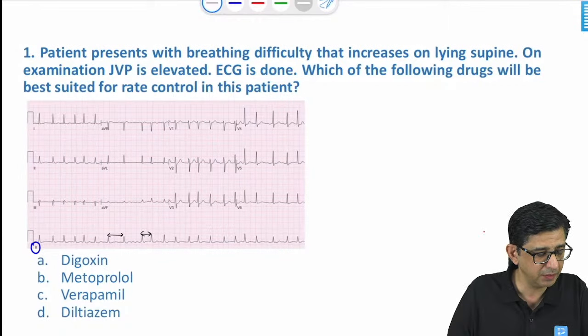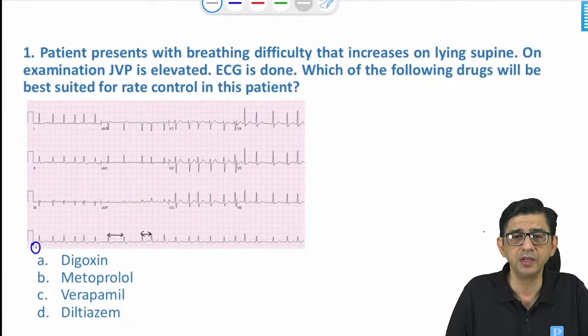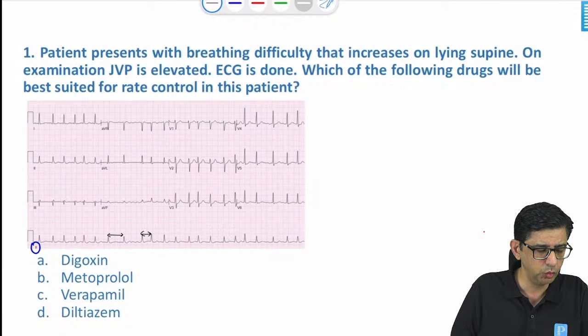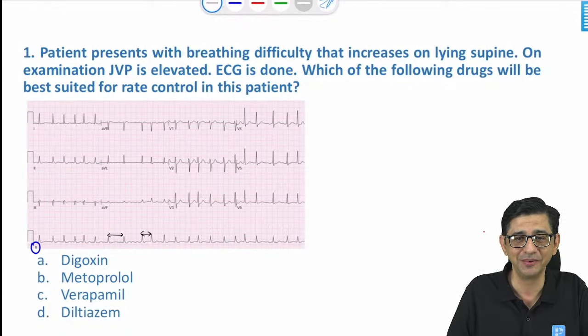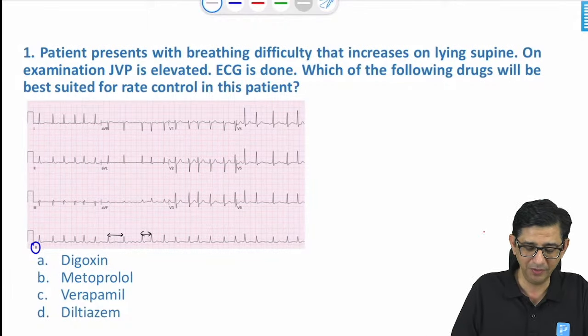Yes, guys, let's wait for a couple of answers. I'm getting various kinds of feeds here already. I'm getting C, verapamil, as an answer to this question. Normally we use, if I say anything more, the answer will become obvious. Okay, B, C, D are used for rate control, and all of them are given. So there must be some trick in the question, because traditionally for rate control in atrial fibrillation we would be using beta blockers.